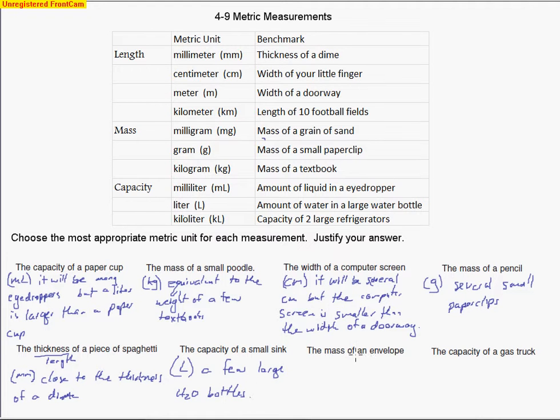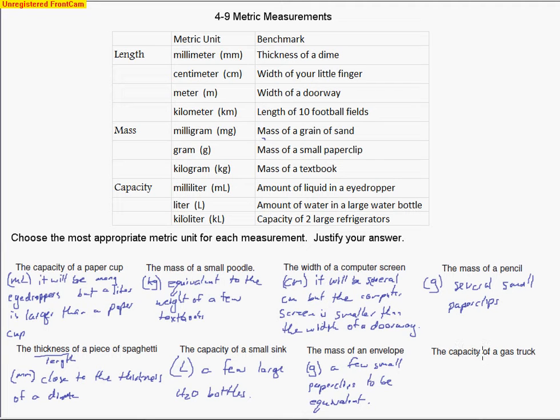The mass of an envelope. Well, an envelope is a piece of paper, holds paper in it, and it's not too heavy. And so when I'm looking at mass, I'd go something heavier than the grain of sand, because it would take lots of grains of sand to make the weight of that. But if I look at the mass of a small paper clip, that's pretty close to an envelope. So I'd go with the gram. And again, it would take probably a few small paper clips to be equivalent. And equivalent just means equal in weight.